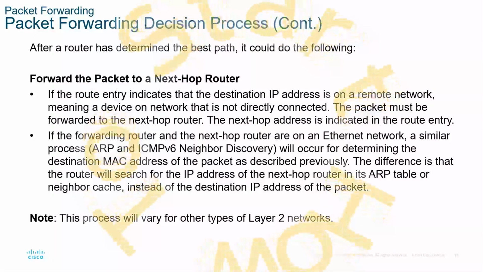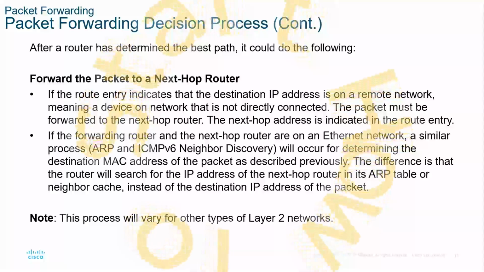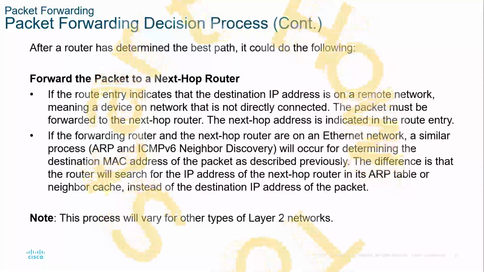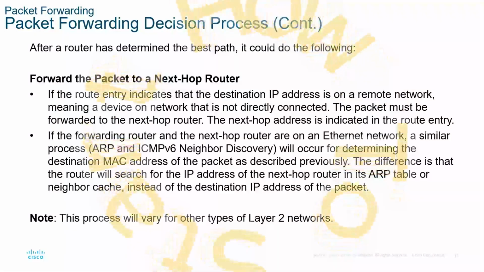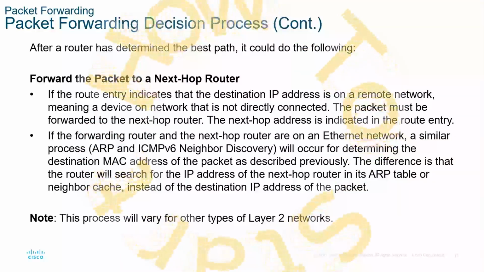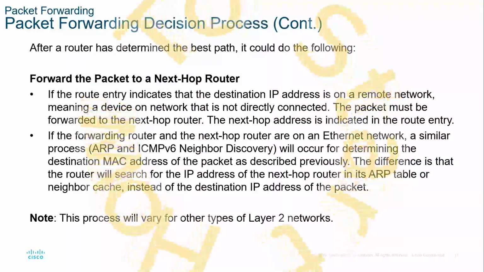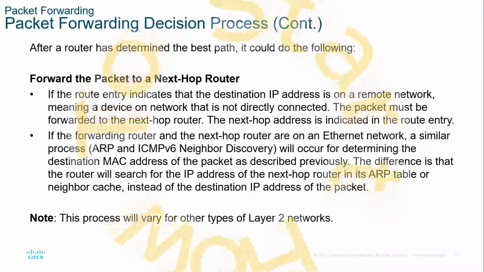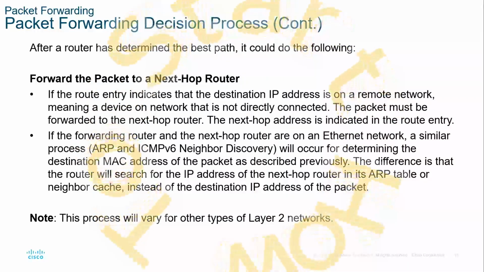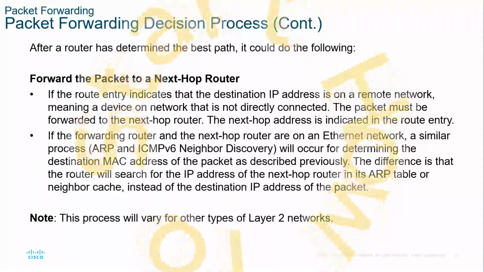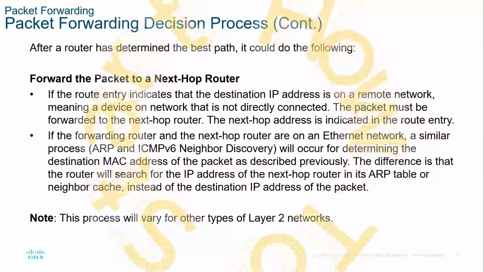So if there is a next hop router, instead of it being directly connected, the route entry will indicate the destination IP address of the remote network and where to send it. The packet will then be forwarded to the next hop router, and the next hop router address is indicated in the entry table. It will say send to this IP address.